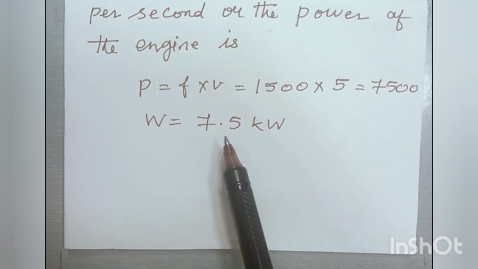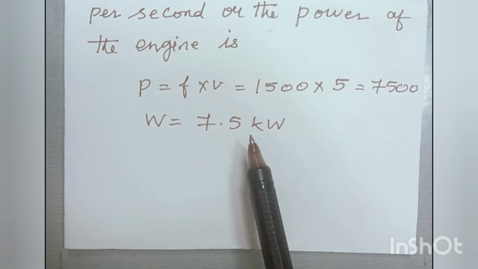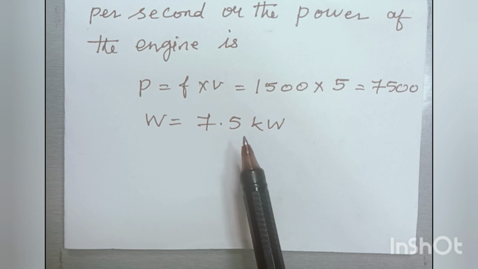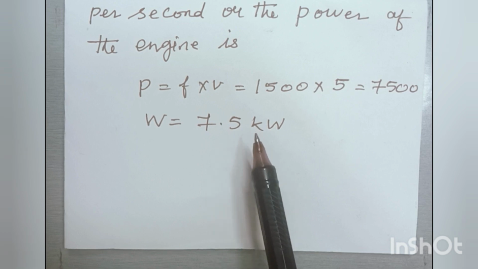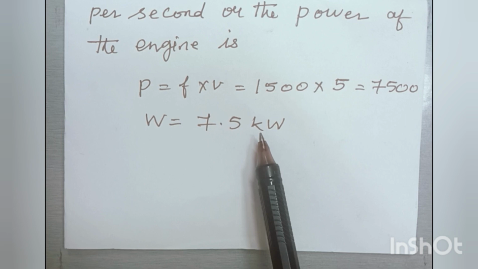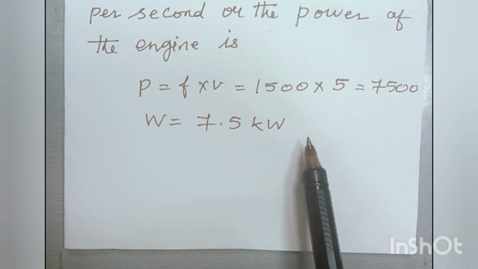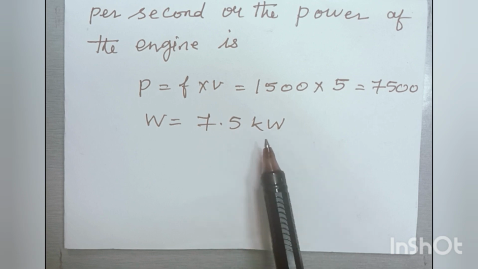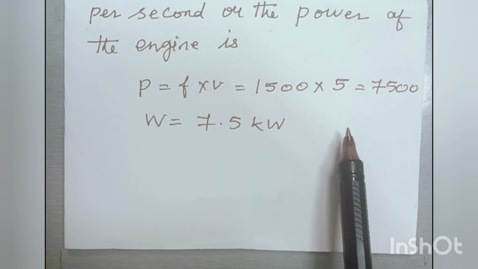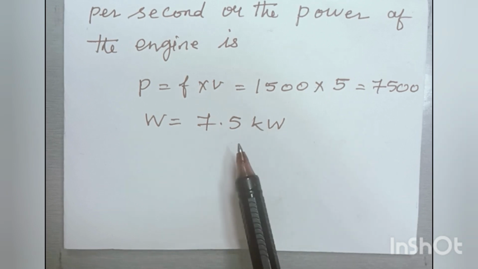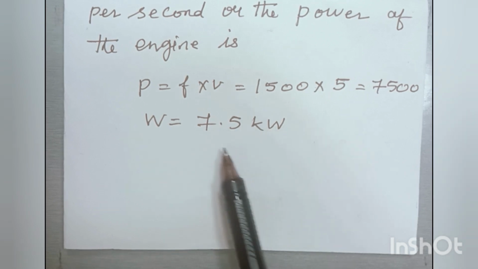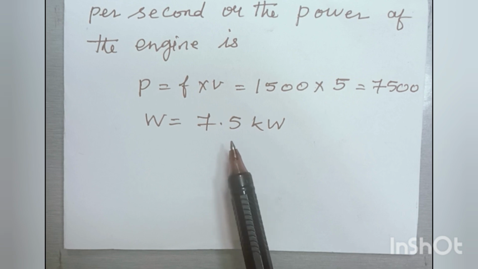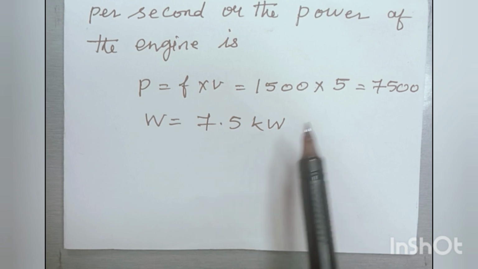So that is the power required to be generated so that the car weighing 1500 kg can move on a flat road with some frictional force and constant velocity. So this is the power required, or work done per second by that engine: 7.5 kilowatts.